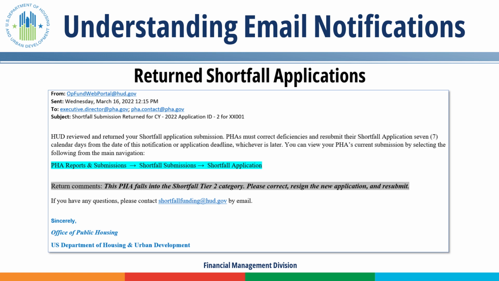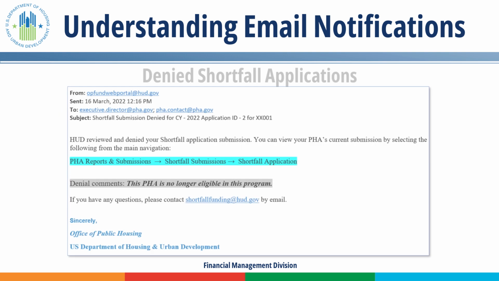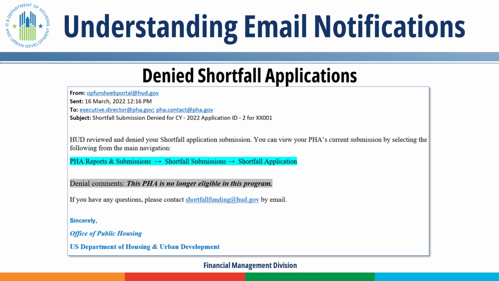PHAs must correct and resubmit their Shortfall application within 7 calendar days from the date of the email or by the application deadline, whichever is later. HUD may deny your PHA's Shortfall application. If HUD denies your PHA's Shortfall application, your PHA's Executive Director and point of contact will receive an email from the portal. Review HUD's comments in the Denial Comment section of the email.